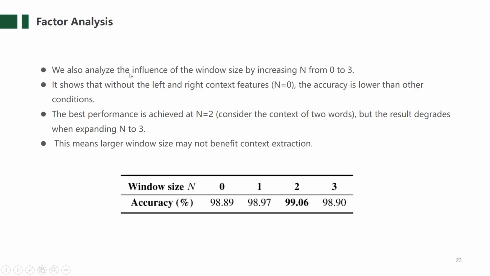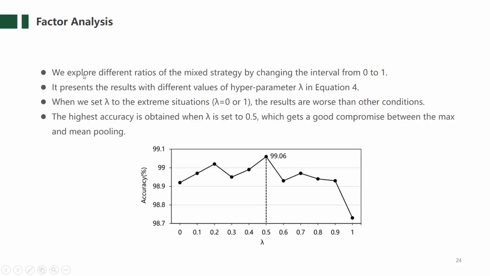We also analyze the influence of the word window size by increasing n from 0 to 3. We explore different ratios of the mixed strategy by changing lambda from 0 to 1. The highest accuracy is obtained when lambda is set to 0.5.